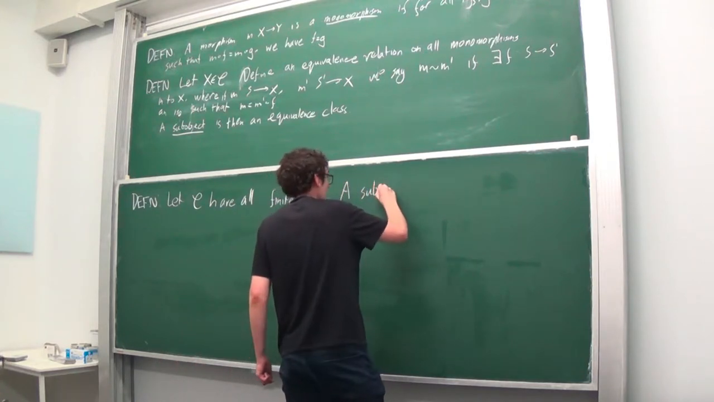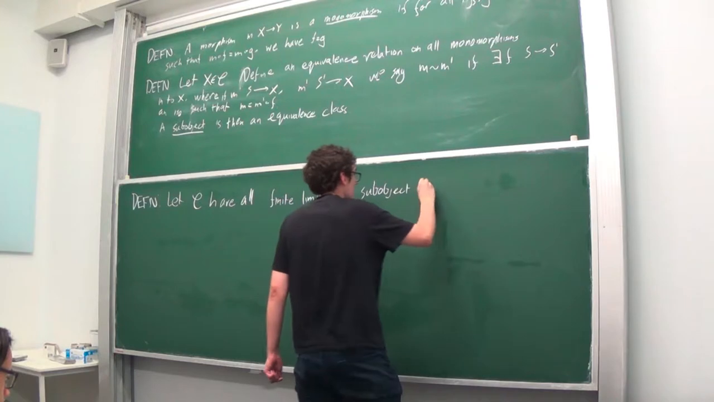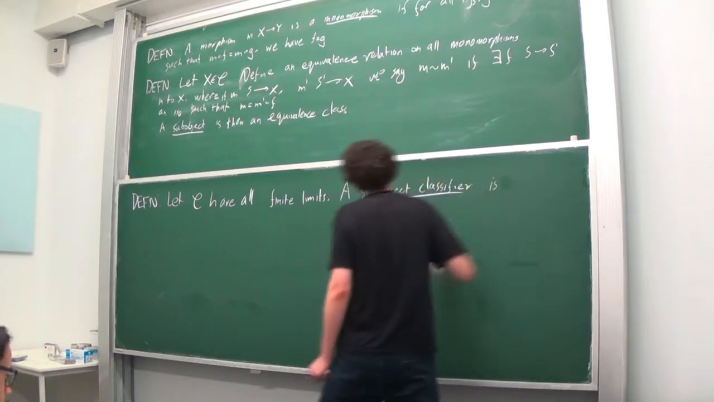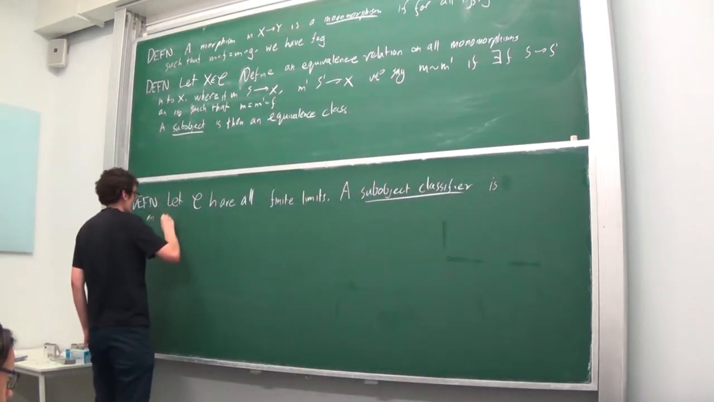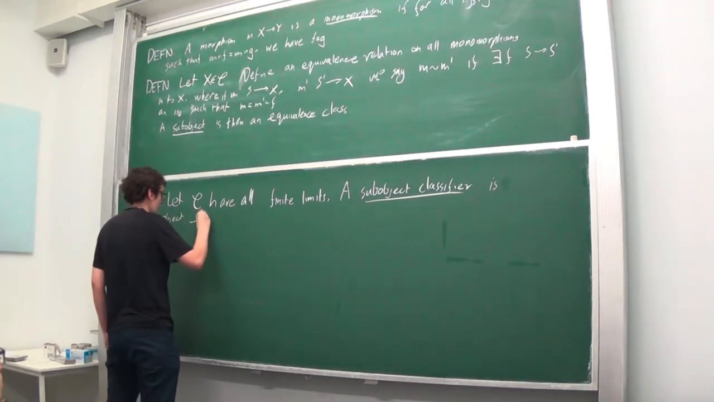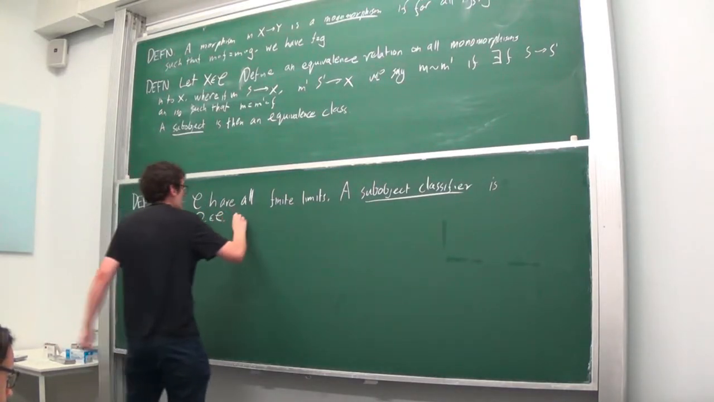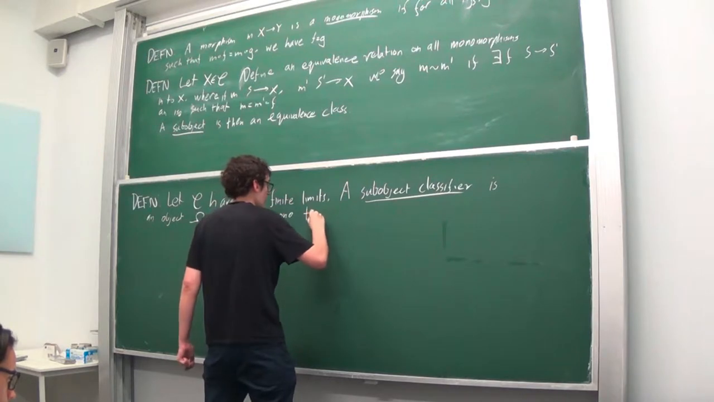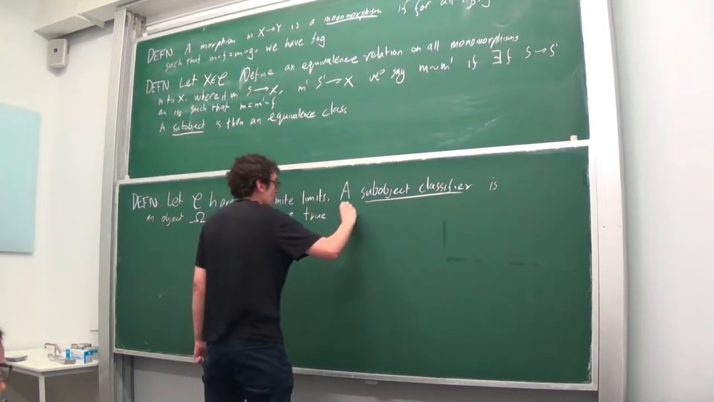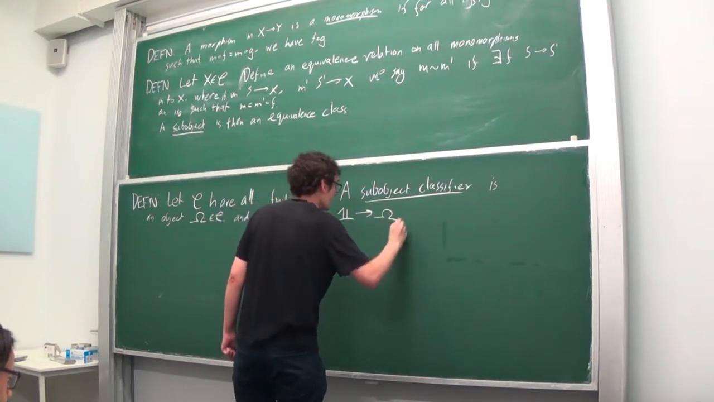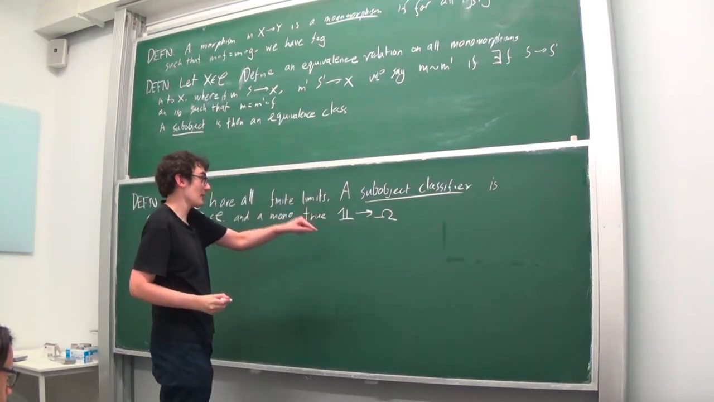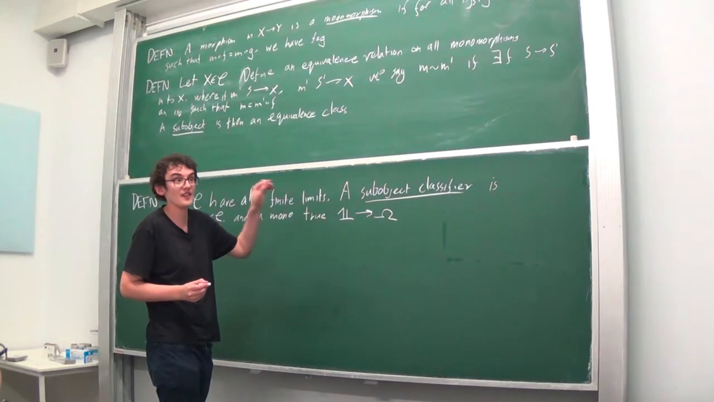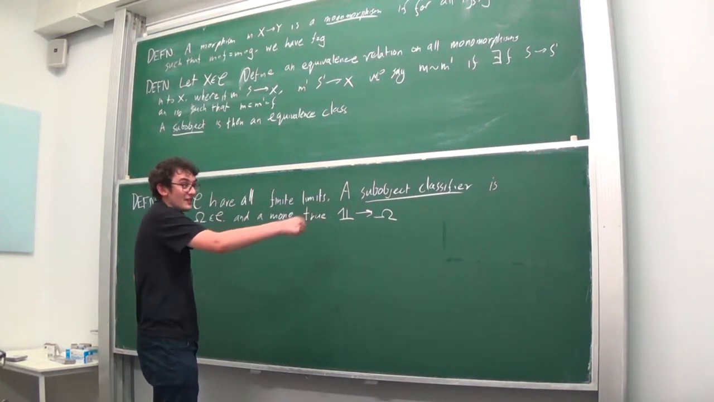Okay. A subobject classifier is an object, omega, and a monomorphism, which is usually called true, which goes from the terminal object to omega. Note that the terminal object doesn't know about morphisms that come out of it. The only thing that the definition of a terminal object cares about is morphisms that go into it, of which there's exactly one. So this isn't just a trivial statement.